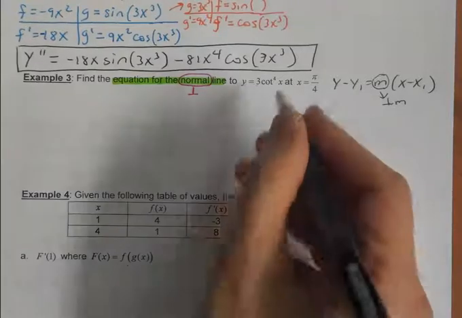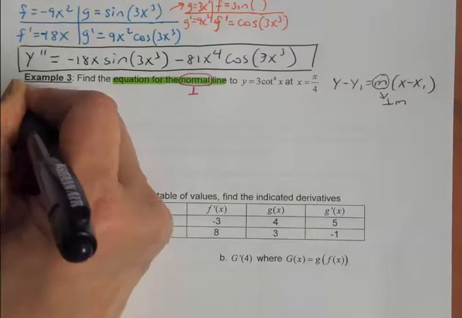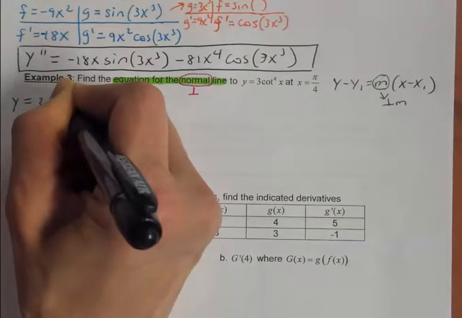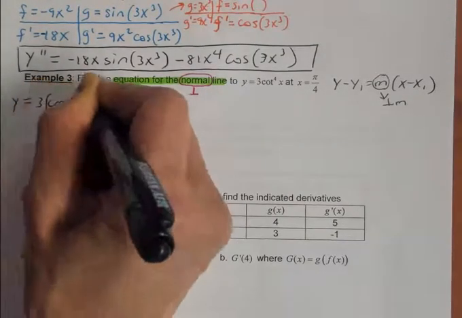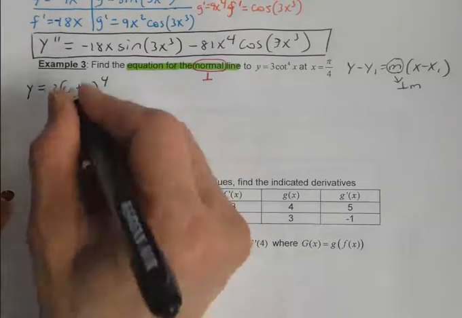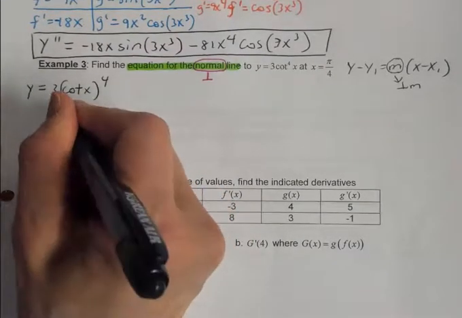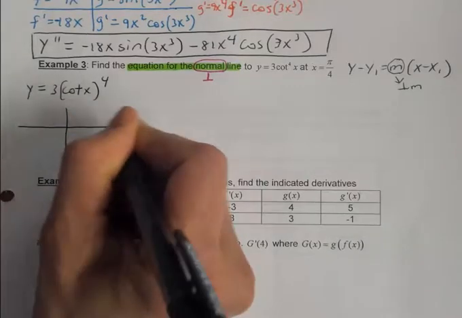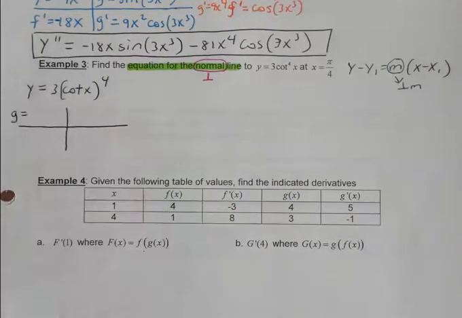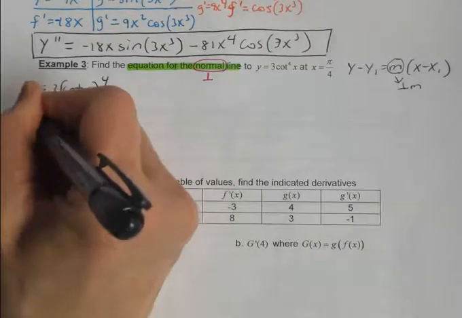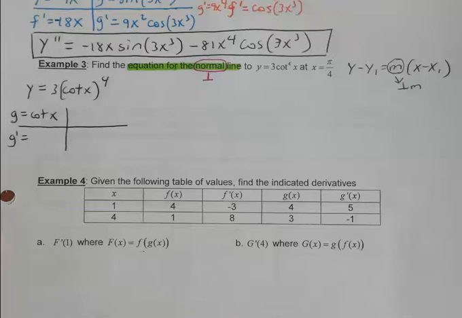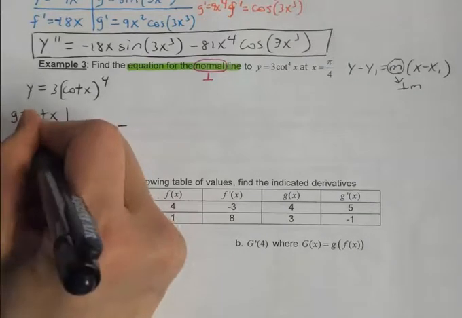Okay, so let's first of all rewrite this. You're going to rewrite it as y is equal to 3 times the cotangent of x quantity to the 4th, in a friendly form. Okay, so now this is a chain rule because it's a composition. So my inner function is going to be, what's the inner function on that? Cotangent of x. And then g prime, the derivative of cotangent? Negative.